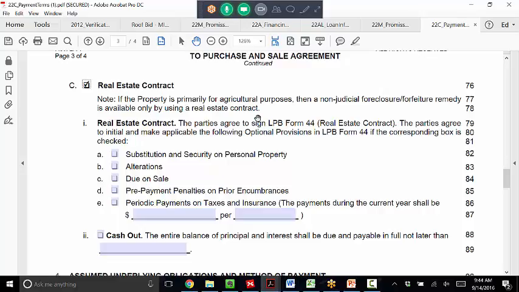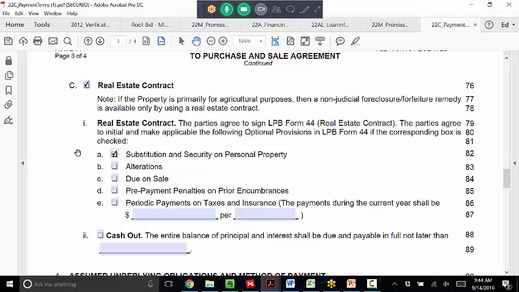All right. So C1, real estate contract. The parties agree to sign LPB Form 44, which is the real estate contract. The parties agree to initial and make applicable the following optional provisions in LPB form if the corresponding box is checked. Substitution and security on personal property.